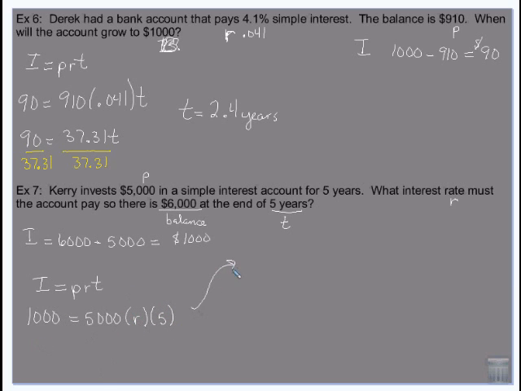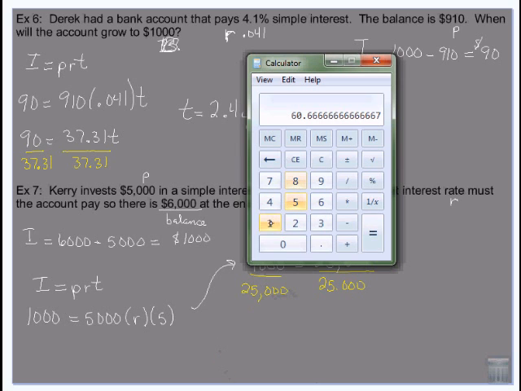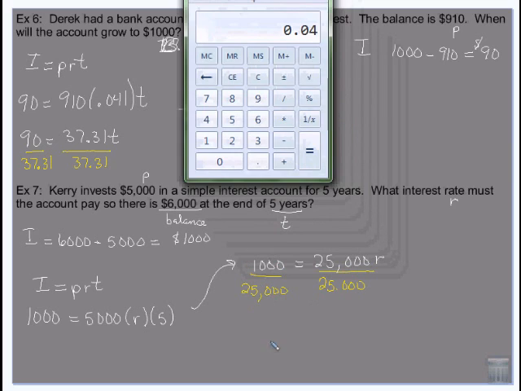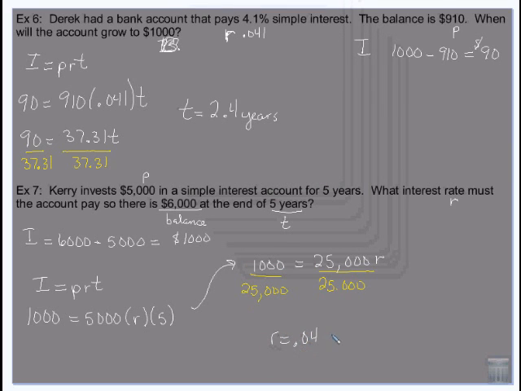I'm just going to move over here. Sorry. So 1,000 will be 25,000 R because I multiplied 5 times 5,000. Divide both sides by 25,000. And I'm just going to show you the obnoxious decimal you get. Oh, no, not that obnoxious, is it? %. Sometimes the decimal will be really obnoxious and then you just round.